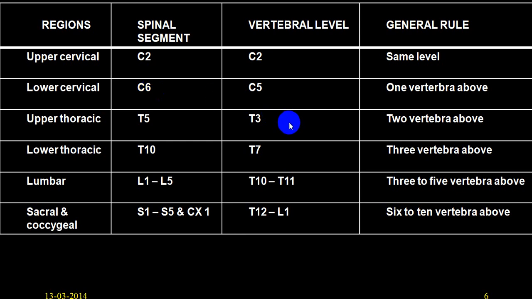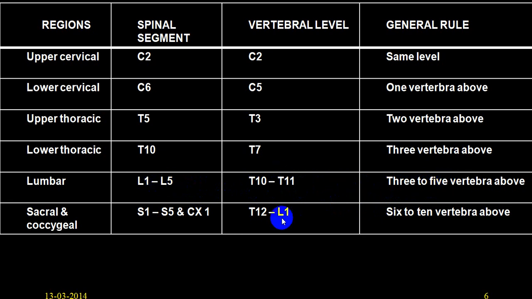In upper thoracic, you will have to add 2. That is, at T3, you will have the T5 segment. And in middle thoracic, you will have to add 3. So at T7, you will have the T10 segment of spinal cord. And in the lower part of the thoracic vertebra, you will have to add from 3 to 5. So roughly we say that at T10, you will have lumbar 1, and at T11, you will have lumbar 5. So roughly you will have to add almost 5 segments.